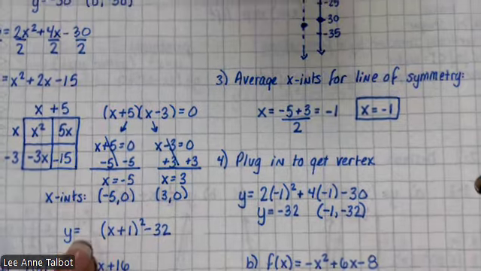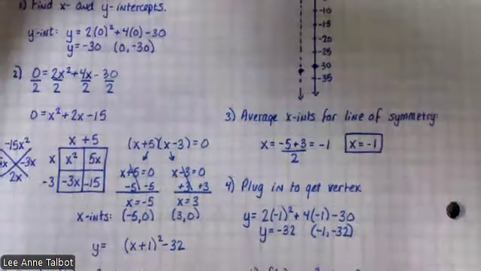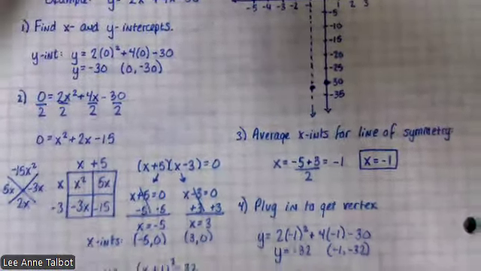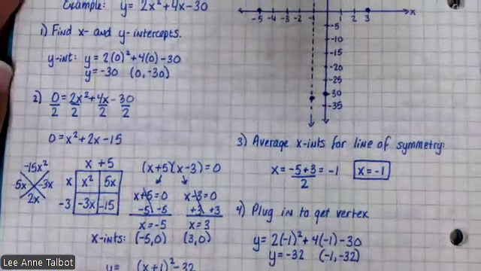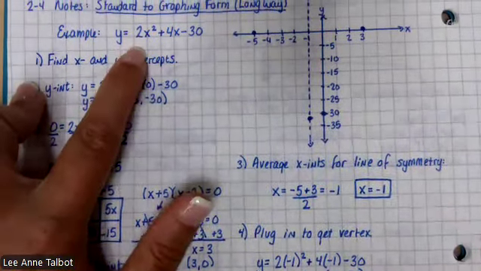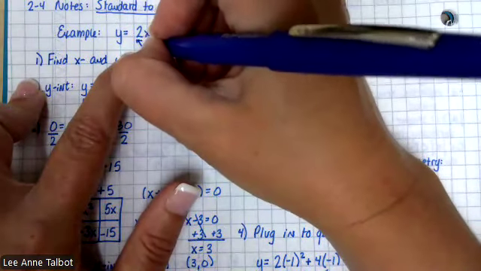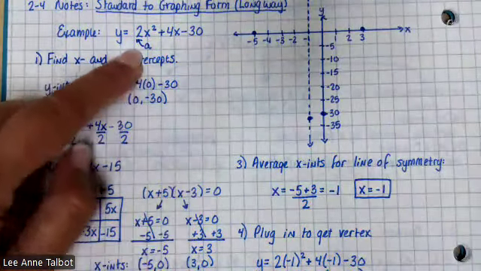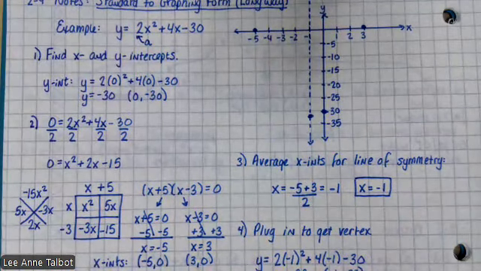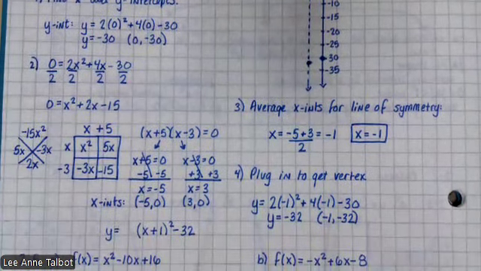Okay, what is A in this problem? You can actually get A from the very original first thing. 2. So put yourself a little arrow there. You don't need to do any math to get A.